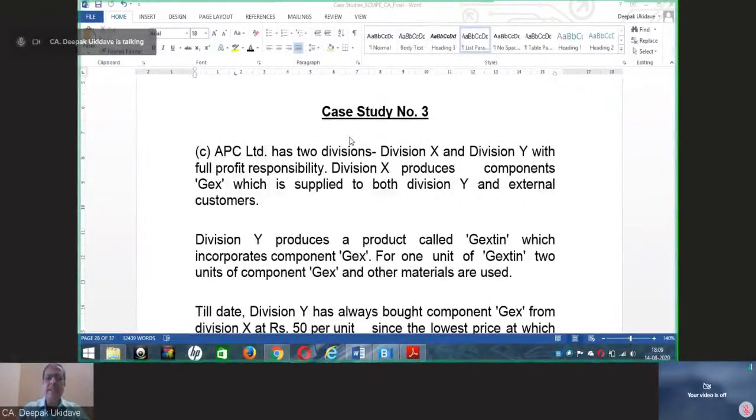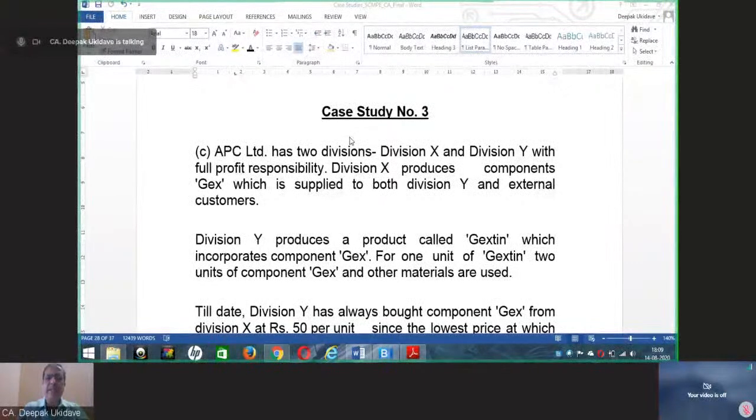In scenario 2, if you recollect, what was discussed was the impact on the profitability of each division and the company as a whole if the offer of the external supplier is accepted. Division Y's manager will look at it from the point of view of the profitability of his own division. So he will be tempted by the offer price of 47.